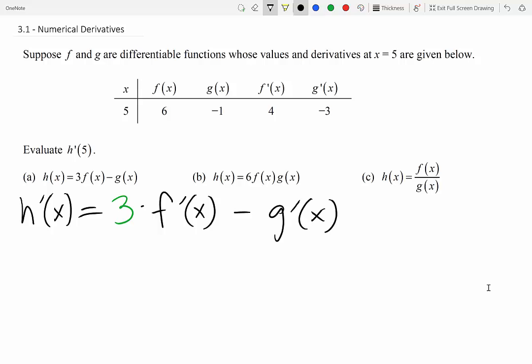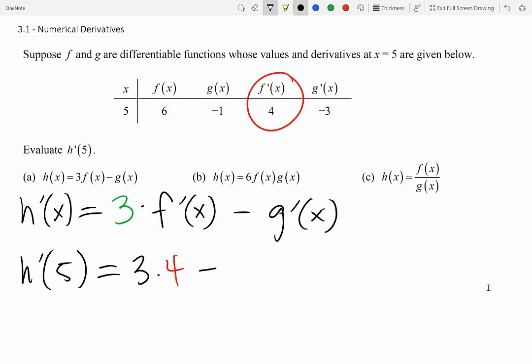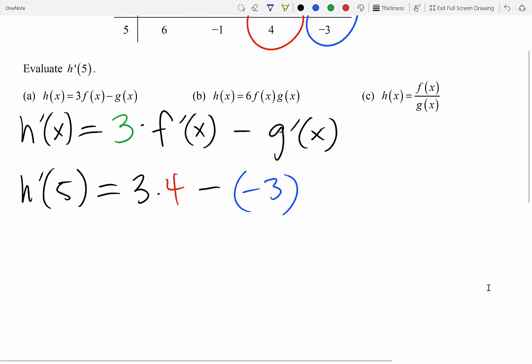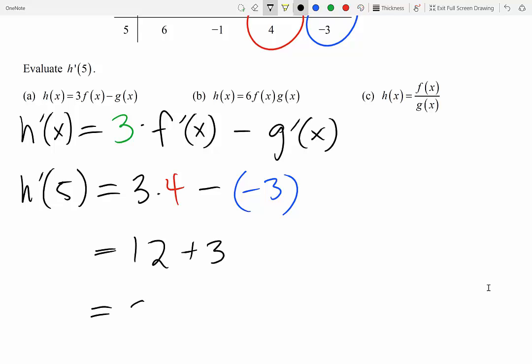So now that we've taken our derivative, let's actually plug in 5 into our derivative, which really means we're going to be using these values in the table. 3 times f prime, which is here, which is 4, minus g prime of x, which is here, negative 3. So now this problem just comes down to, can you calculate it correctly, which is 12 plus 3, or in other words, 15.